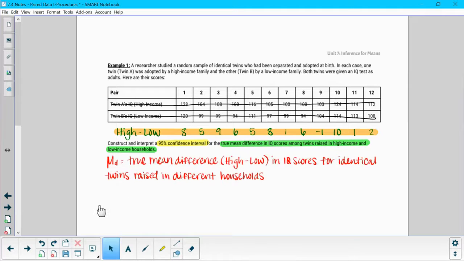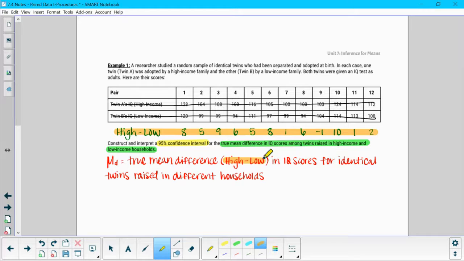First thing I need to do is define my mu, my parameter. And typically you will note this as mu d. Whether you use a lowercase or a capital D is up to you. Personally, I do the lowercase just because my capital D's start to look like O's, and then I think it's a null mu, and I don't want to do that. So I'm going to say it's the true mean difference. Notice that I stated I'm doing high minus low in IQ scores for identical twins raised in different households.